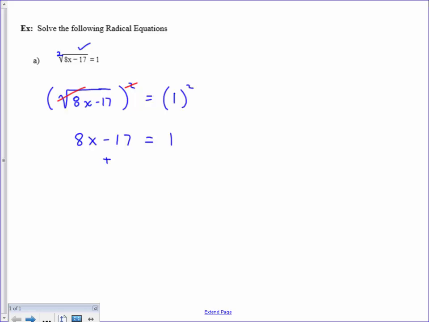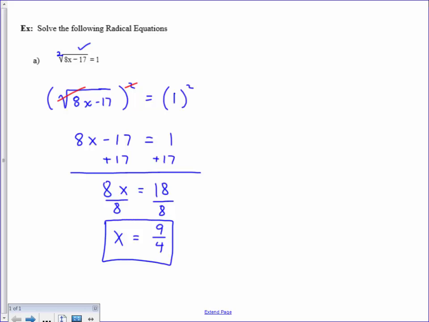From here, I can simply solve my equation. So I have 8x equals 18, and then divide out the 8, and I have x equals, and then go ahead and reduce that. 2 will go into both of those, so this would be 9 over 4.